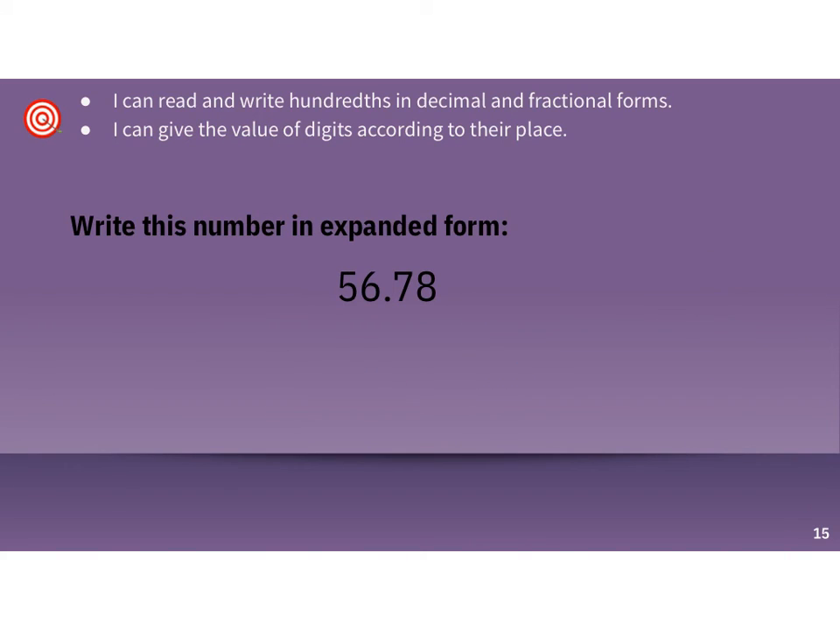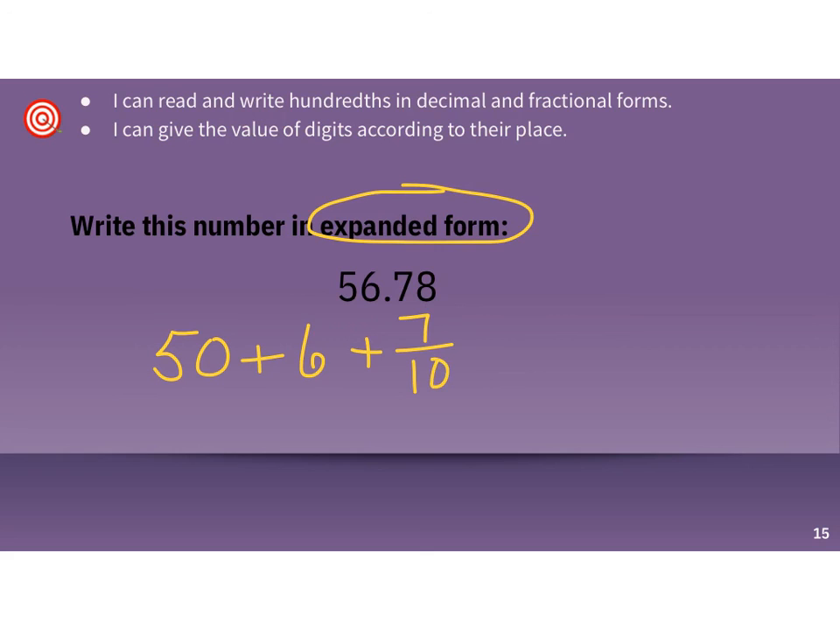How about 56 and 78/100ths? What would that look like in expanded form? Pause and write and come back and check. 5 tens has a value of 50. 6 ones has a value of 6. 7 tenths has a value of 7 tenths. And then 8/100ths. How did you do?